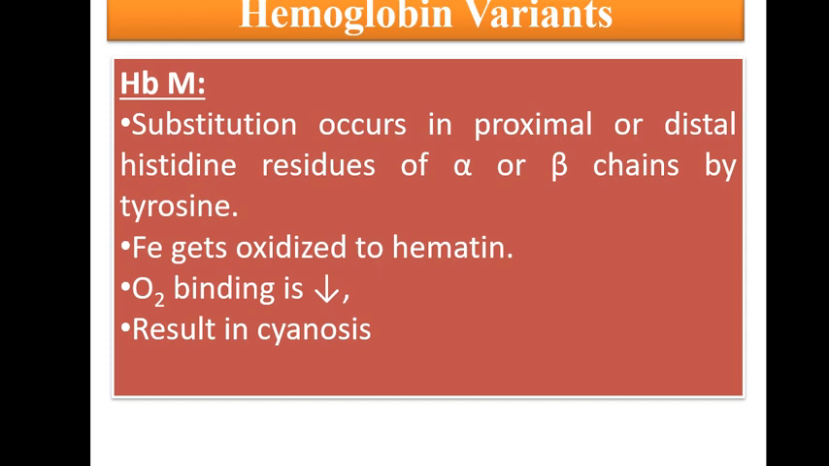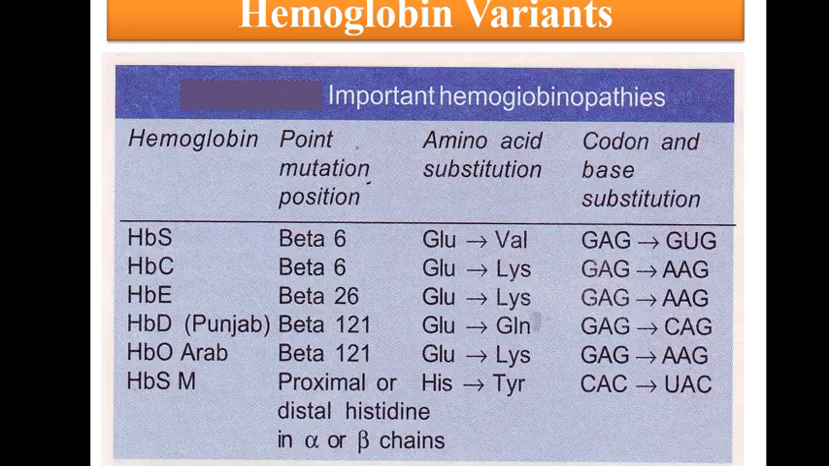As a result, Fe+2 becomes Fe+3. That heme is called hematin. So Fe+2 is converted to Fe+3 in hematin, and it cannot bind with oxygen. So oxygen binding capacity is reduced in the HbM variant hemoglobin. It results in a condition called cyanosis, where there is insufficient oxygen delivery to the tissues.